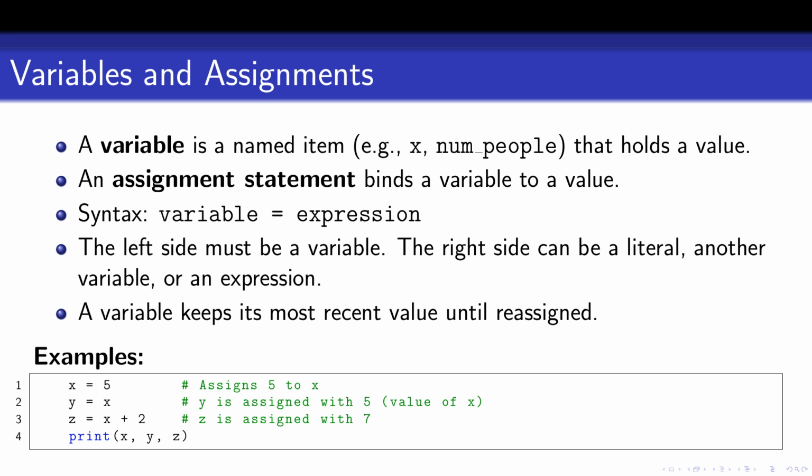The left side of an assignment must always be a variable, and the right side can be a literal, another variable, or an expression. For example, assigning 5 to a variable x, then setting y equal to x and z equal to x plus 2 demonstrates how assignments build on each other. The variable always holds the most recent value assigned to it until that value is replaced. This is one of the most common operations in programming and is critical to how programs process data step by step.